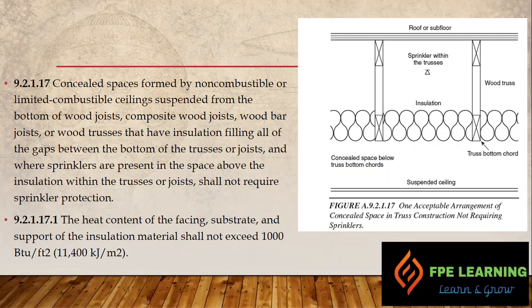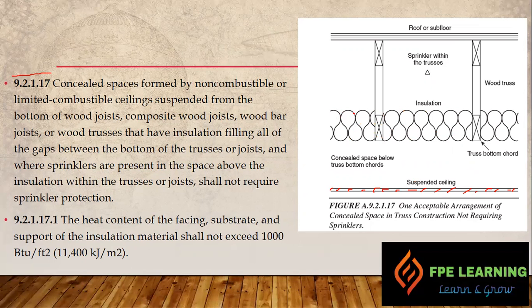We have 2 points more. 9.2.1.7 talks about the concealed space formed by non-combustible or limited combustible ceiling, which is a non-combustible or limited combustible suspended ceiling from the bottom of the wood joist. So this is the suspended ceiling. It is non-combustible material or limited combustible, as we discussed in point number 1 of this one, the definition, that cannot support flame easily, and that has the insulation filling all of the gaps between the bottom of the truss or joist and where sprinklers are present in the space above the insulation. We don't need sprinkler protection in those areas.